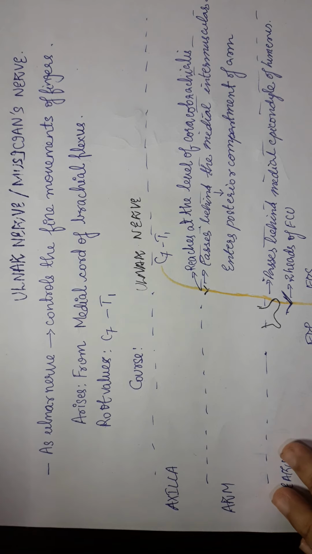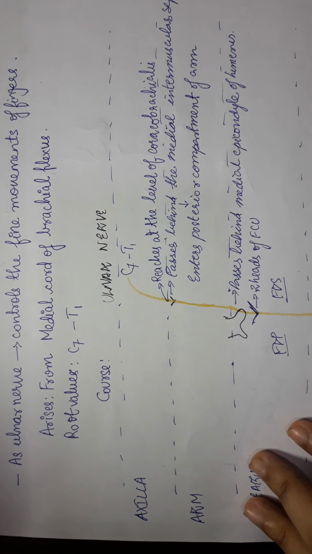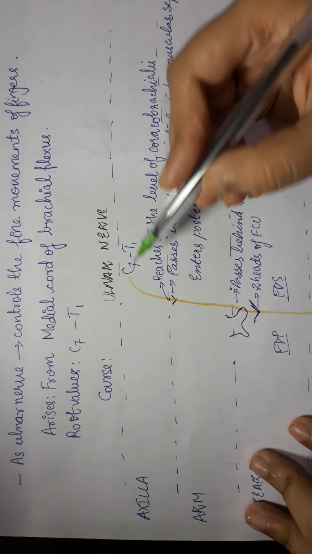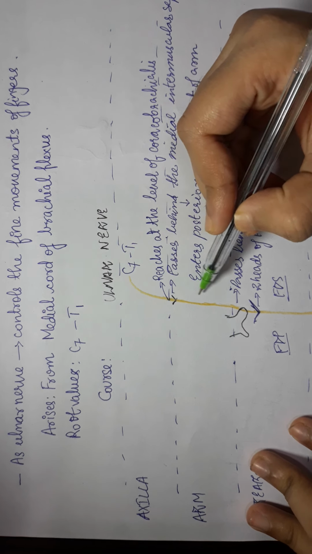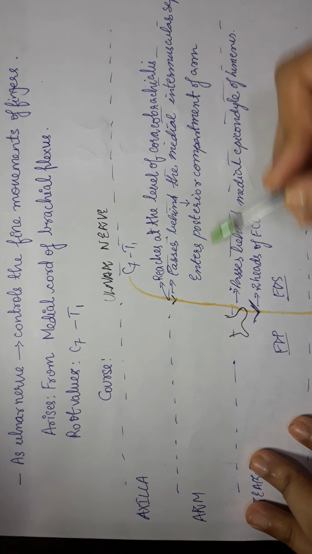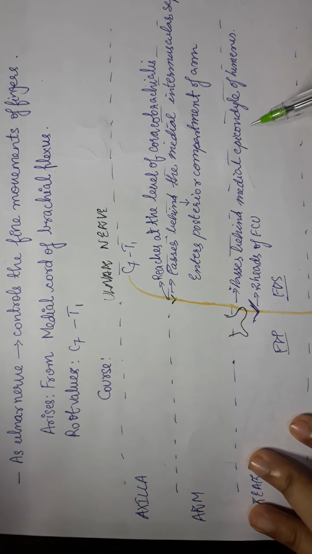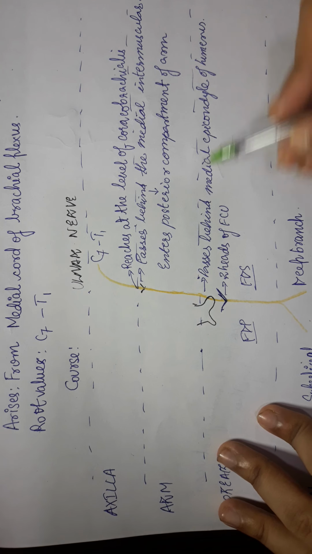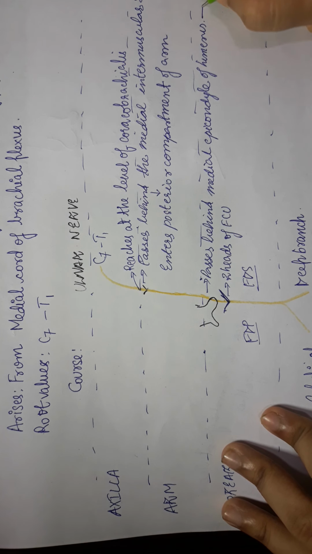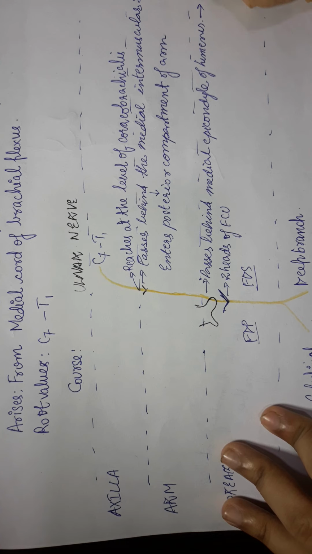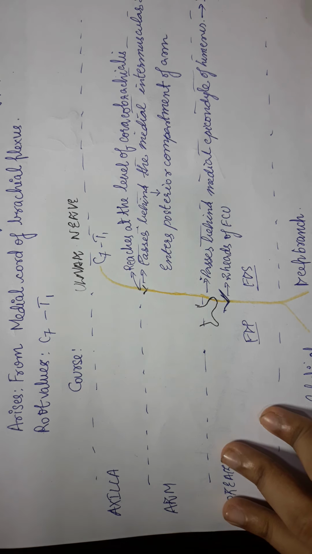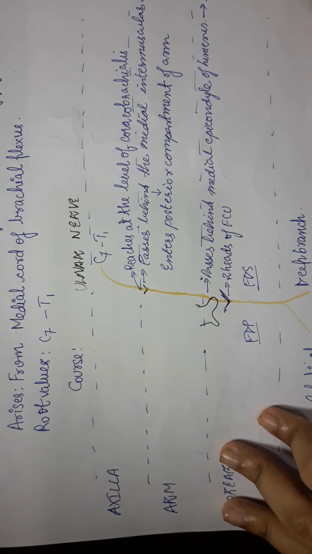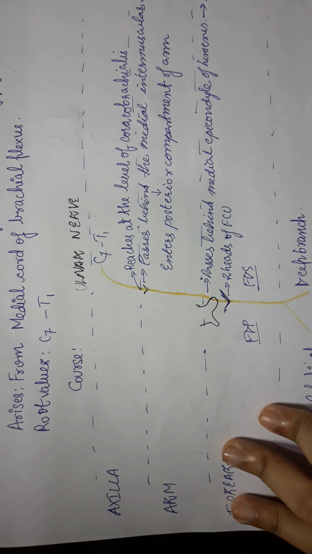The ulnar nerve in the arm runs medially and it passes behind the medial epicondyle of the humerus. First relation, it runs medially in the arm. Second relation, it passes behind the medial epicondyle of the humerus at the level of the cubital fossa.